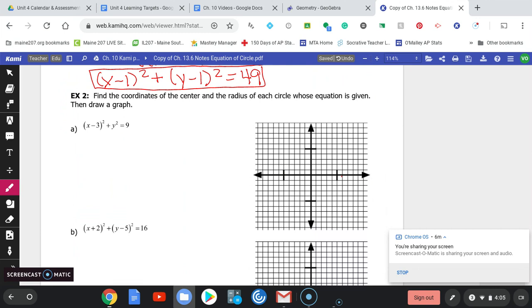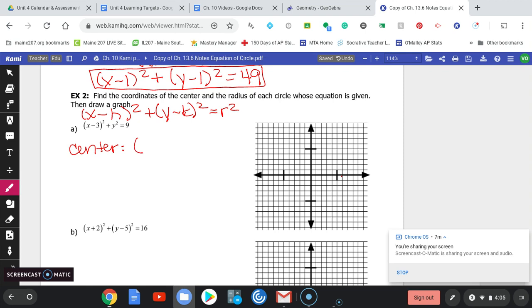Now, example 2, we're going to find the coordinates of the center and radius of each circle whose equation is given, and then we're going to draw the graph. All right, so again, as a reminder, we've got x minus h squared plus y minus k squared equals radius squared. So first I'm going to find my center.